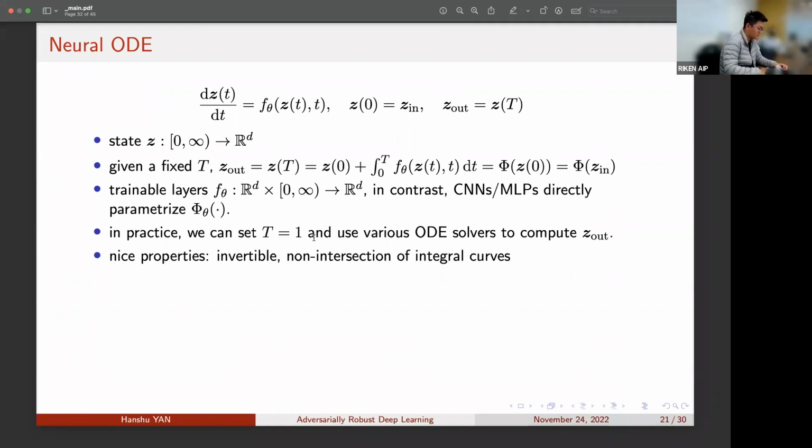We just set t equals 0, and we can use various ODE solvers like Euler or some adaptive solvers to compute it out. NeuralODE has some very nice properties, like it is invertible, and the non-intersection between the evolution trajectories. This introduces some regularization on the trajectories between different inputs. So intuitively, we think maybe it will regularize the output under some perturbation of certain input.